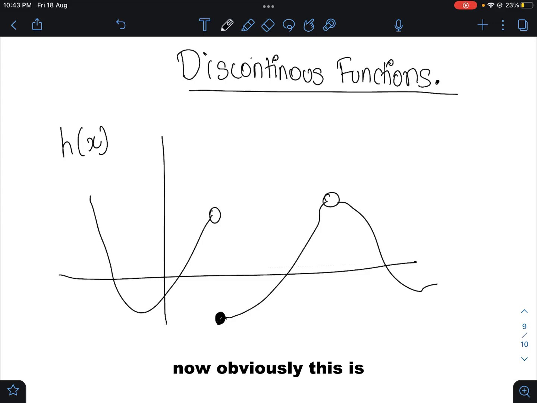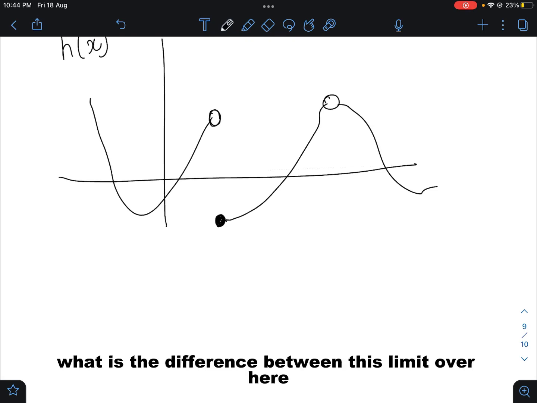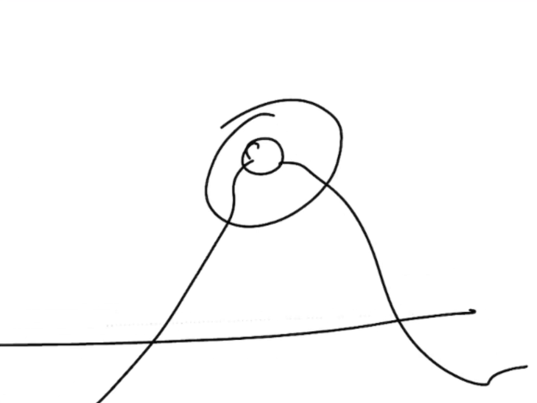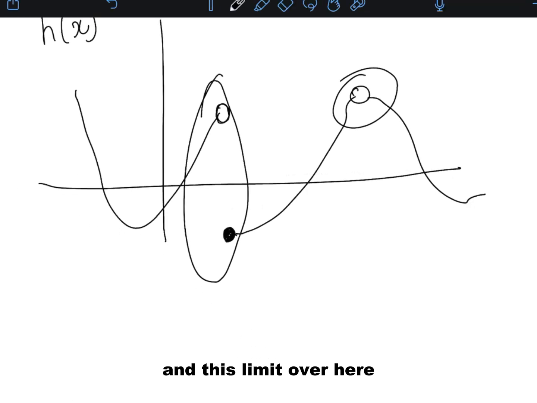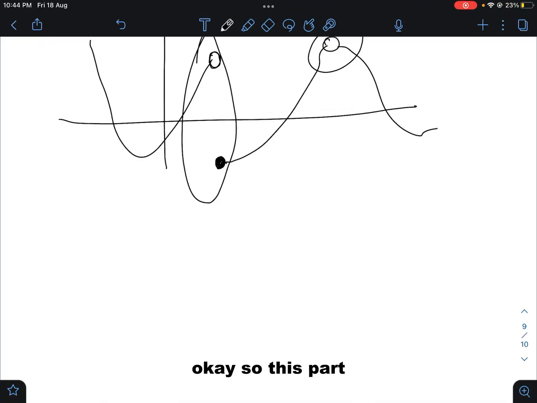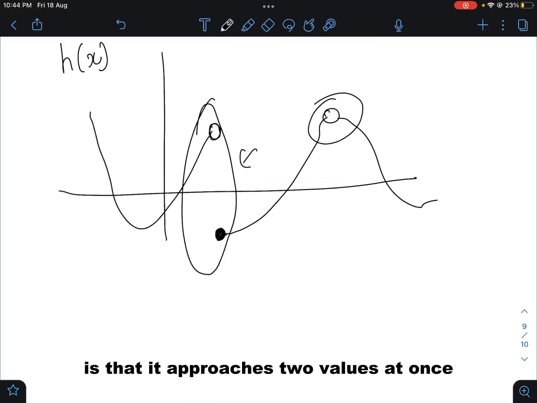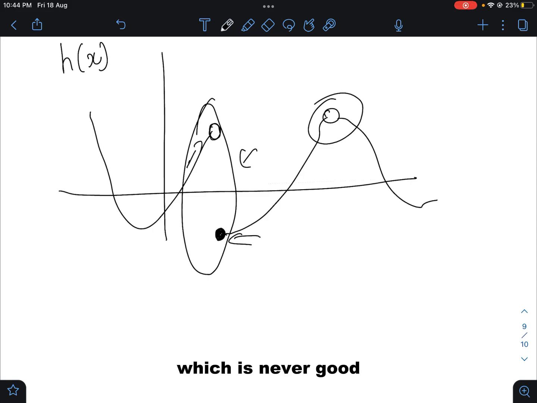Now, obviously this looks really terrifying, but it's not that bad. Now I want you to pause the video here and think to yourself, what is the difference between this limit over here and this limit over here? Okay, so what this part is, is that it approaches two values at once, which is never good.